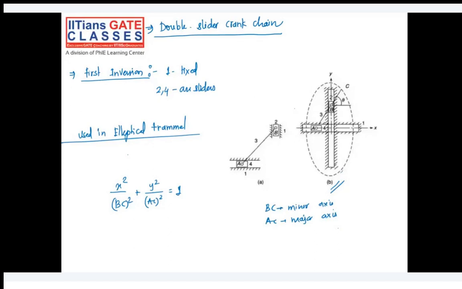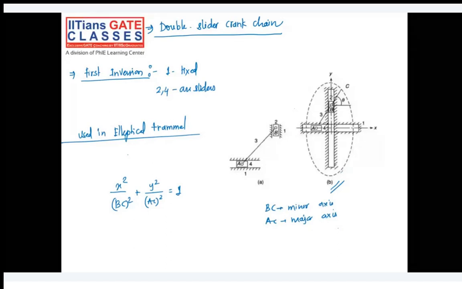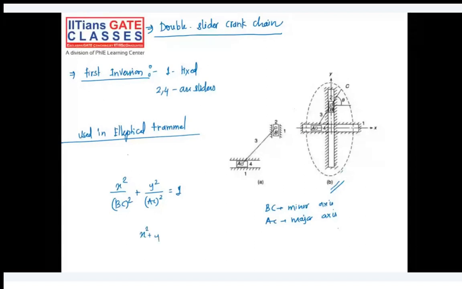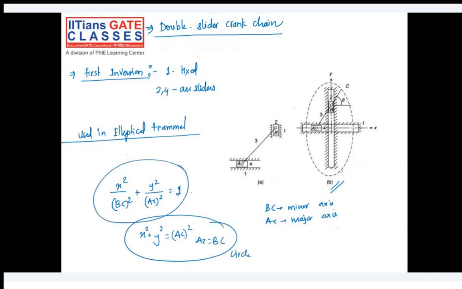So, for example, A and B are fixed. As you extend this point C, your ellipse will get bigger and bigger. Whatever dimension of ellipse you want to make, you can make it from this arrangement. So this is the first inversion, and its application is the elliptical trammel. We are fixing the first link. Can I proceed towards the next slide?